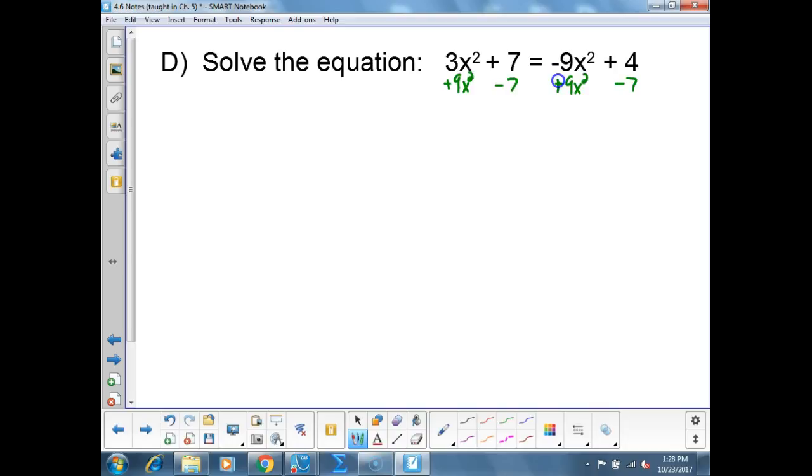So then that gives me 12x squared equals negative 3. Correct? I like it. Now what? Divide both sides by 12. So that gives me x squared equals negative 1/4. Now what? Square root both sides?